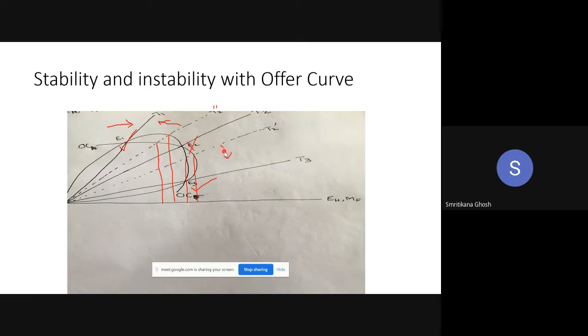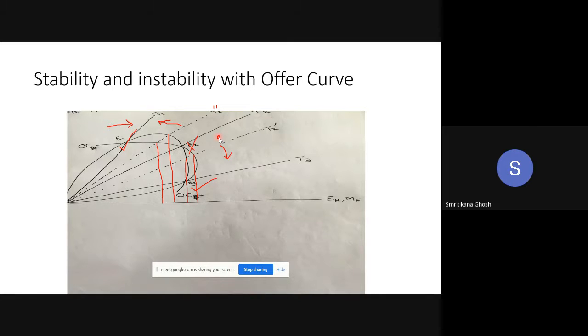So there is a relation with import elasticity. We can conclude that there is a relation between import elasticity and the stability in the international market. Do you get my point? We are just trying to get a conclusion that there is a relationship between import elasticity of demand for different countries and international equilibrium. Did you understand what I said? Yes, ma'am.